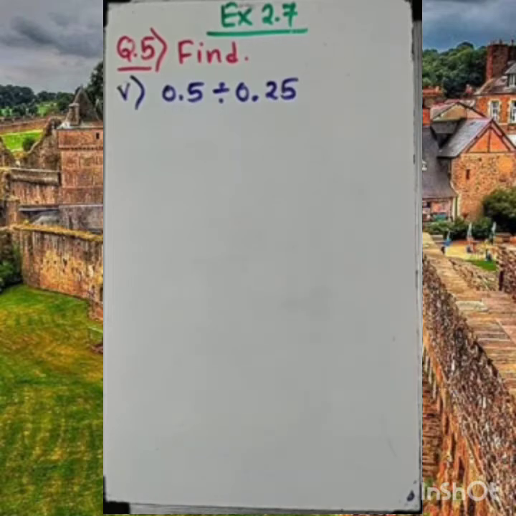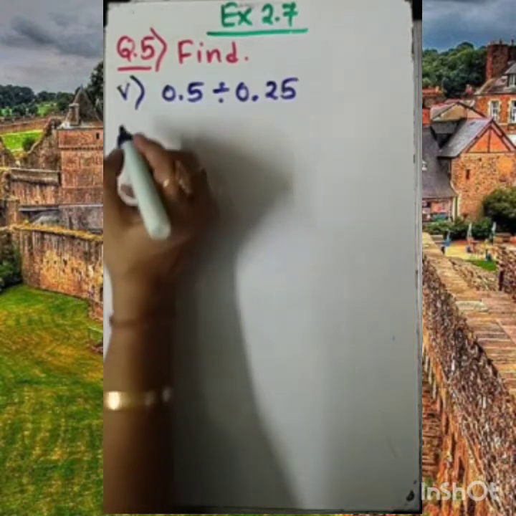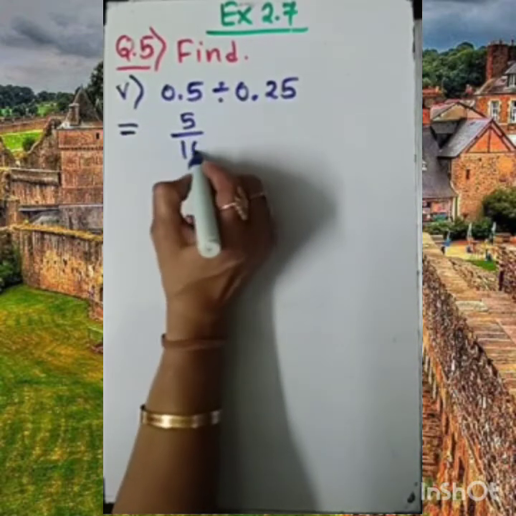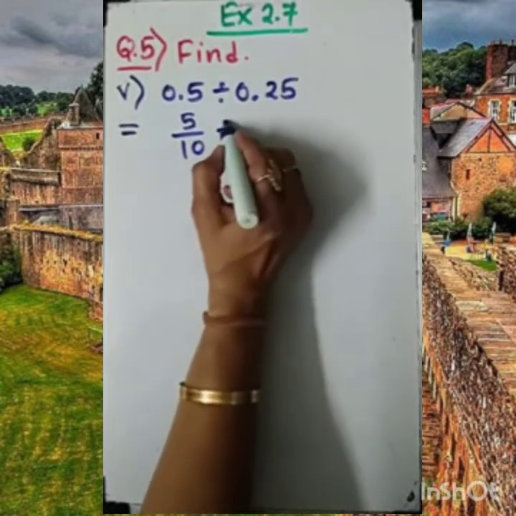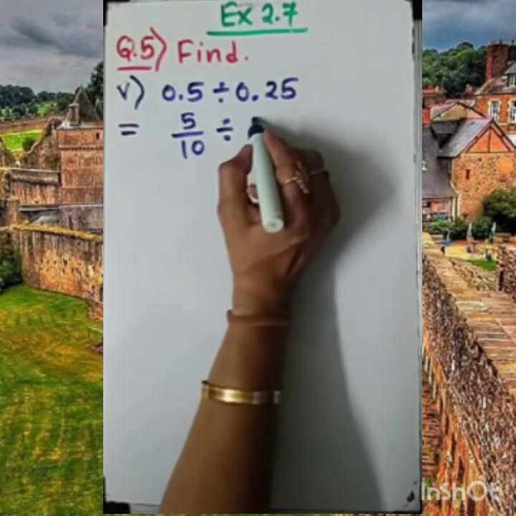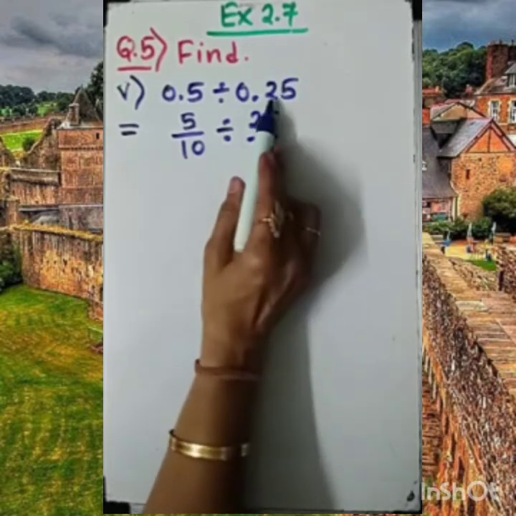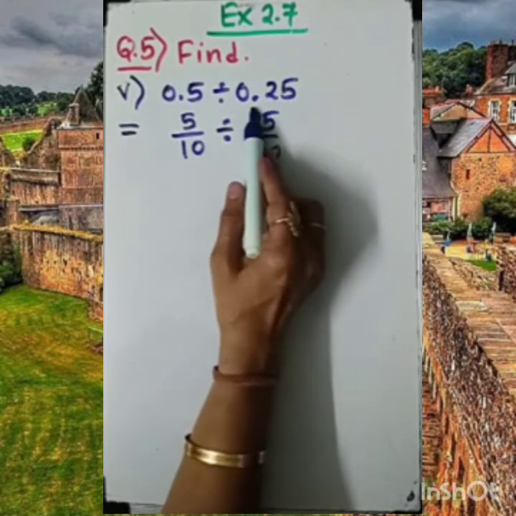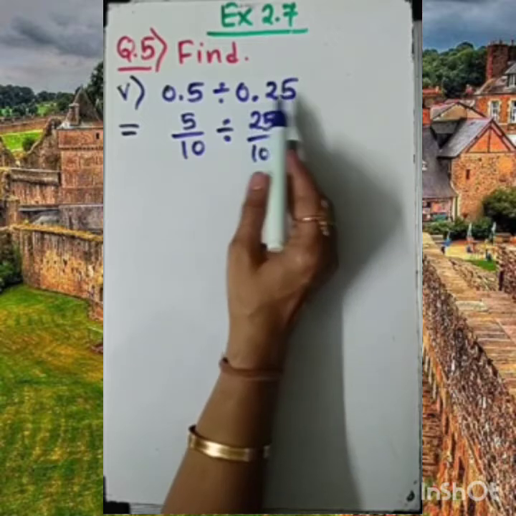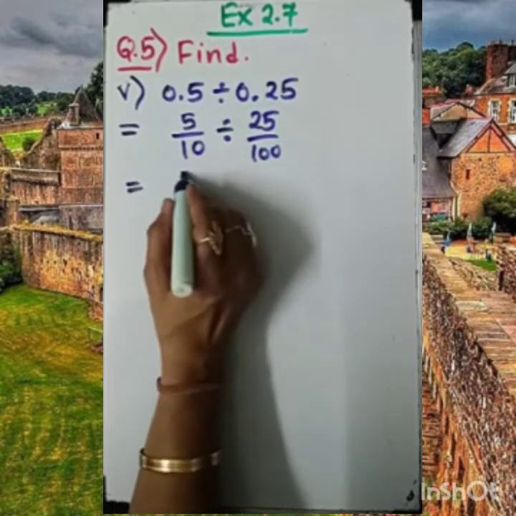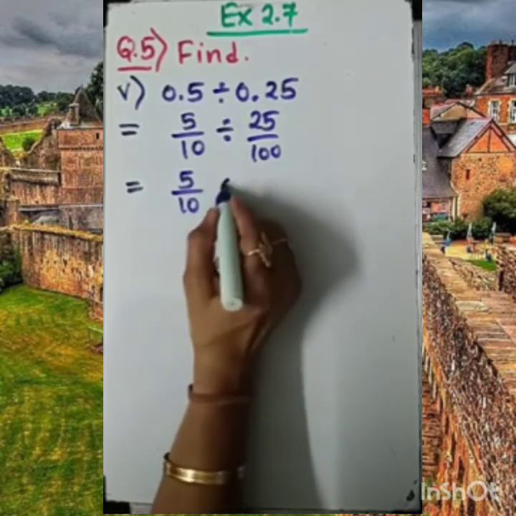So fifth one is 0.5 divided by 0.25. So very simple, dear student. First I am removing this decimal. So I need to write 5 by 10. Here divide symbol. 0.25 can be written as 25 by 100. Reason behind that? 2 digits after this decimal. So I need to write 5 by 10 multiply.